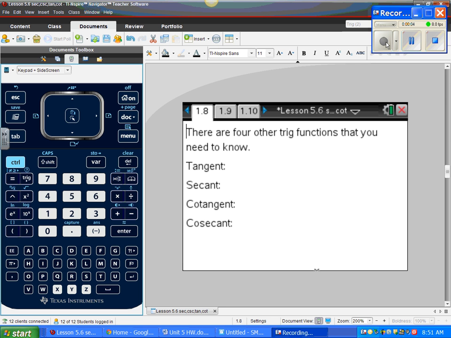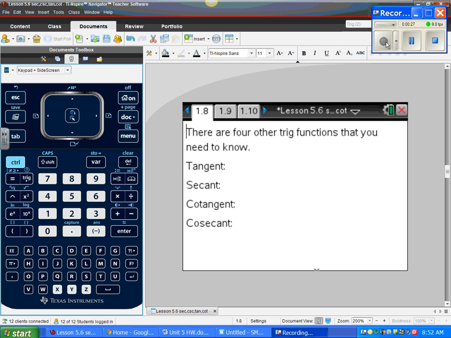All right, so what we're going to talk about today are the other three trig functions that we haven't already talked about. There are 6 total. We've talked about sine, cosine, and tangent. We have 3 more to discuss, okay? Those other 3 are what we call our reciprocal trig functions. So those do have to be memorized, but we do have a way of kind of helping us to remember them. Ready? Say yes. Okay.